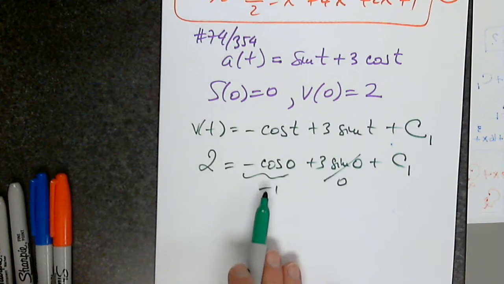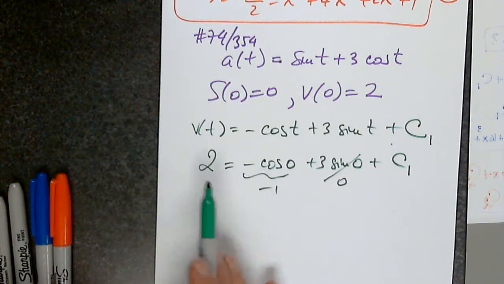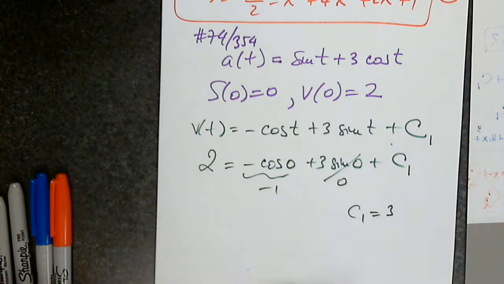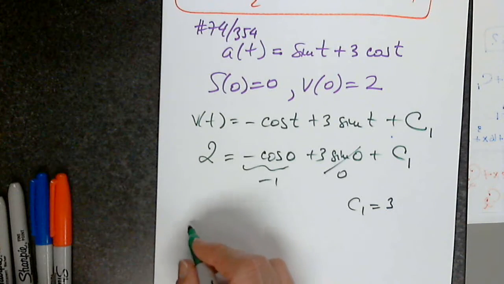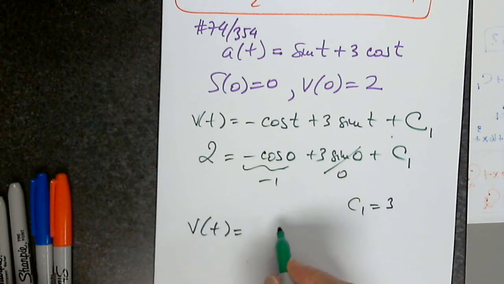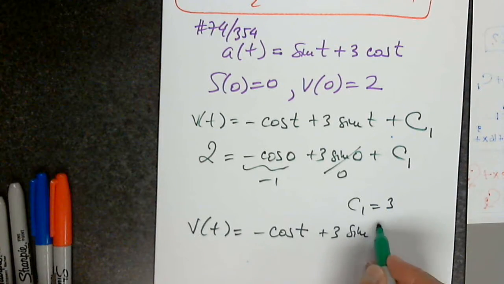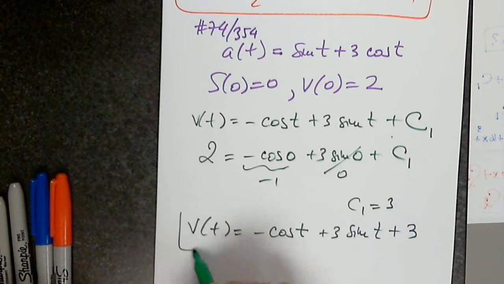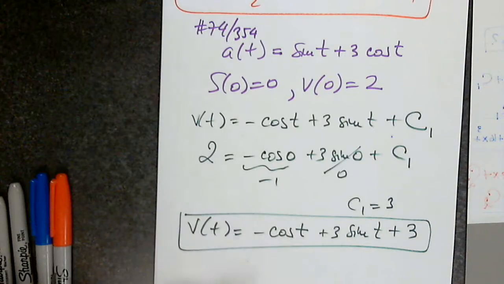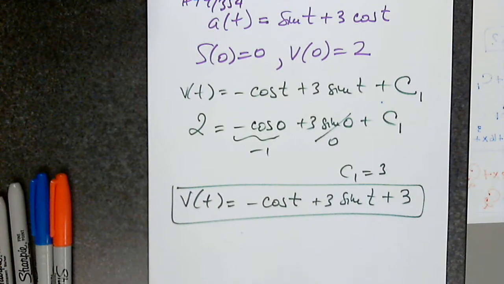So then this is negative 1, so when I move it to the other side it is 3. So c1 is 3. Do we all agree? So then the velocity function is definitely negative cosine t plus 3 sine t plus 3. Okay, let's finish it up and work on the distance.